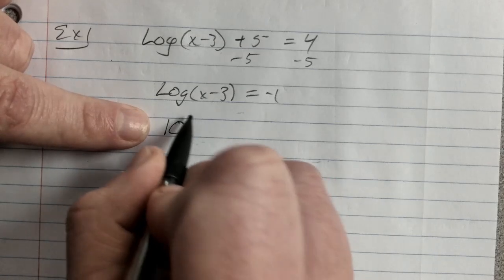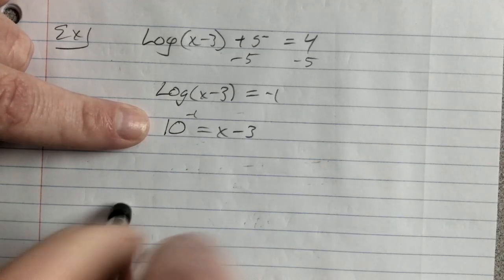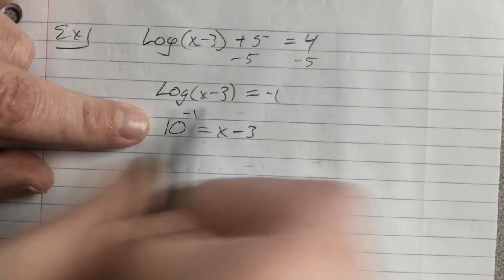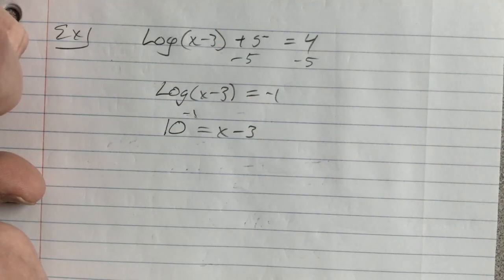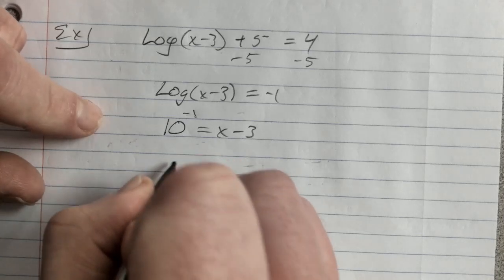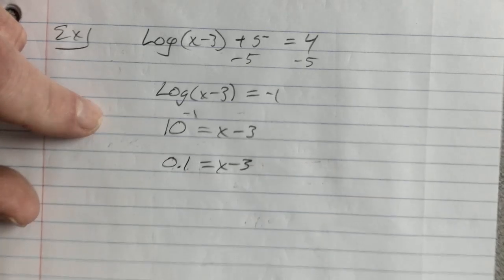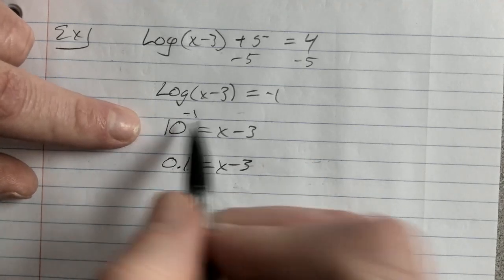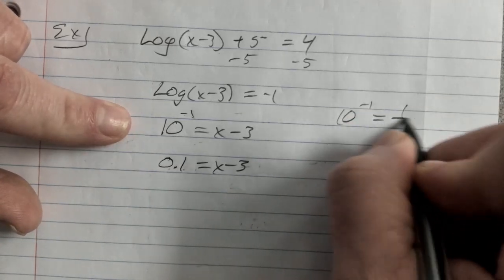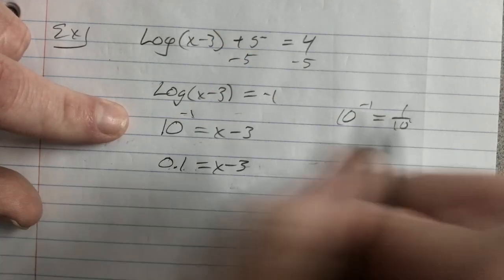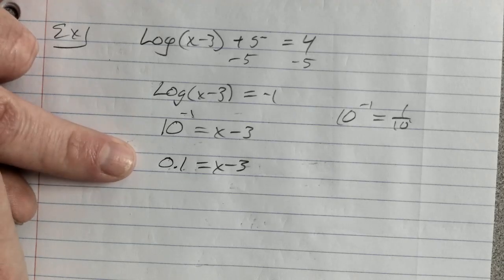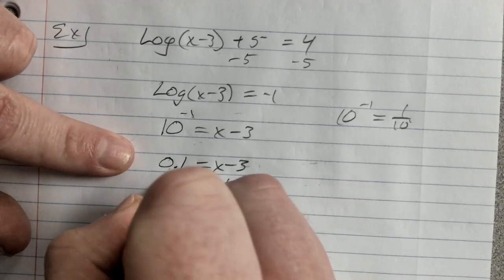10 to the negative 1 equals x minus 3. Let's go. Anybody know the value of 10 to the negative first by chance? 0.1. Sweet. Yeah. So 10 to the negative first is 1 over 10 to the positive first. Yeah, so 0.1. Perfect. And last step.